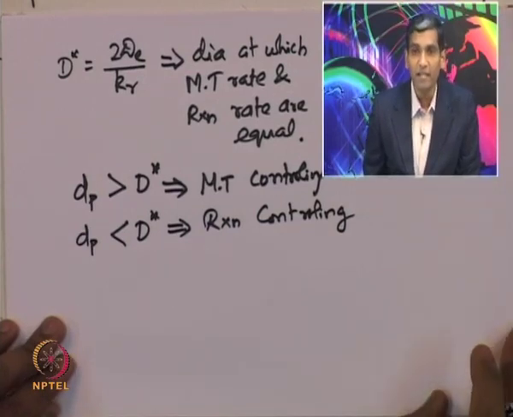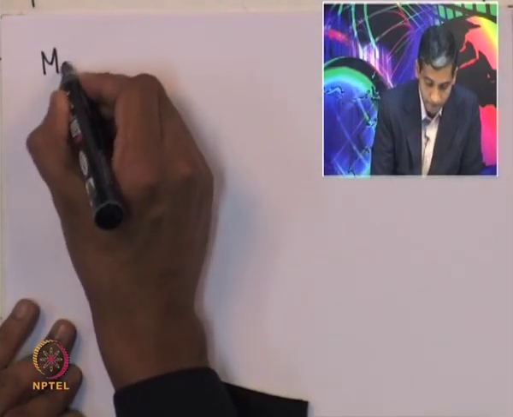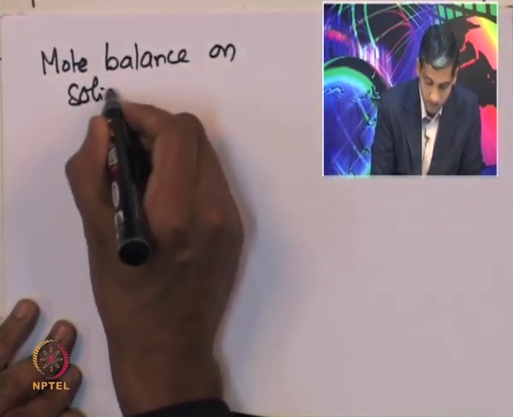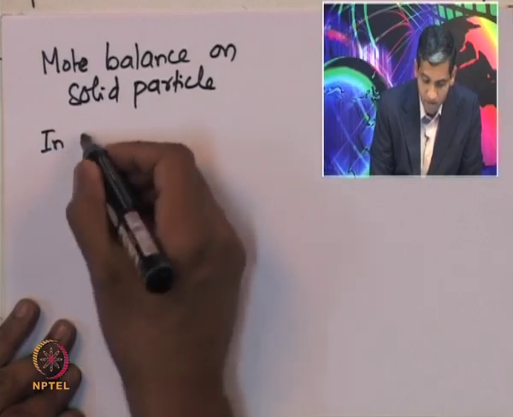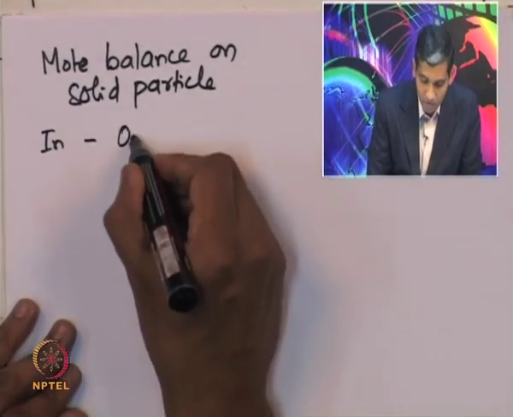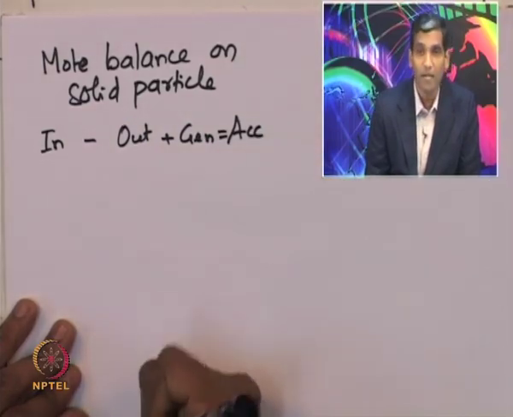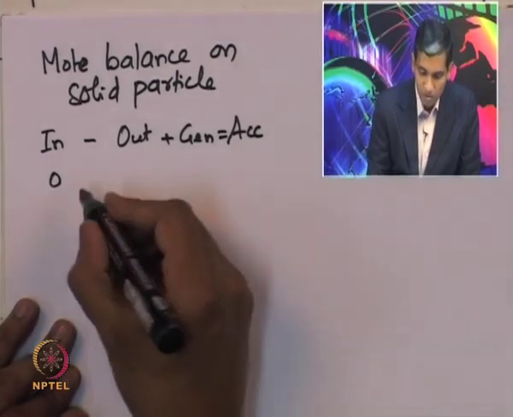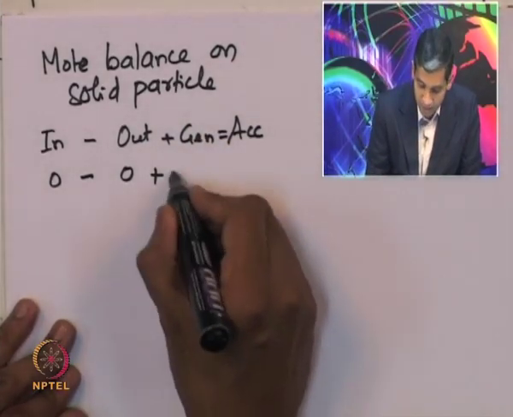Now, in order to find the radius of the particle as a function of time, we can write a mole balance on the solid particle. The balance is: whatever rate at which things are coming in, minus whatever rate at which they are leaving, plus generation, should be equal to accumulation. Nothing is coming inside because it's the solid which is participating, so there is no flow. Nothing is leaving either. But some of it is being reacted, so that is accounted for in the generation term.